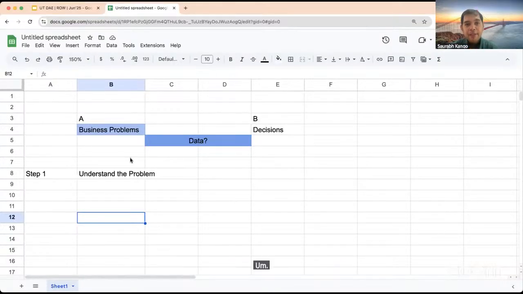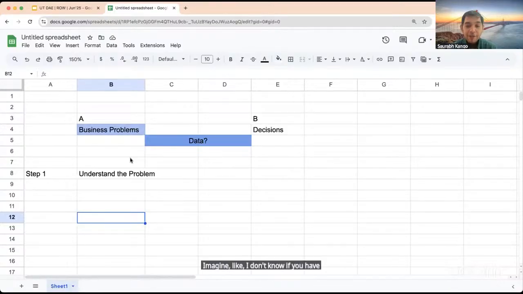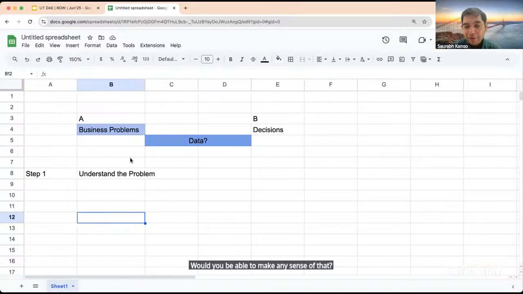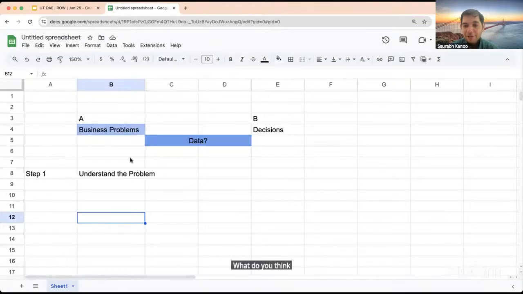Take an example. Let's say if I give you the data of a sport that you have never seen, will you be able to analyze that data? Will you be able to make any sense of that data? Imagine, I don't know if you have seen cricket. Assume that you have not seen the sport of cricket. And if I give you a lot of data of cricket as a sport, would you be able to make any sense of that, if you have no idea about that particular sport? What do you think?